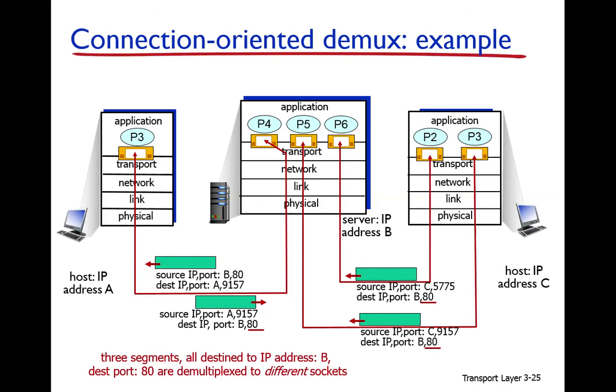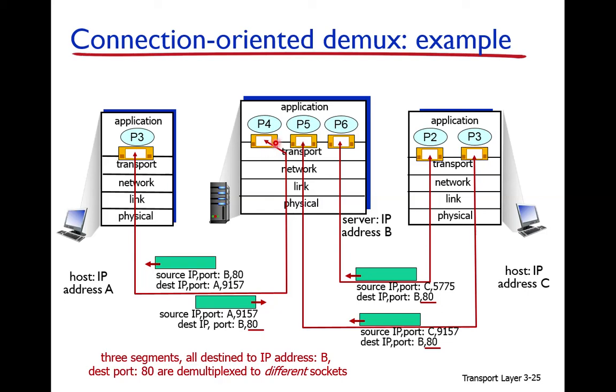So all these 3 sockets use the same port number 80, but they have different socket IDs. So they have different applications. So the data is delivered to different applications, and this socket is different from this socket.